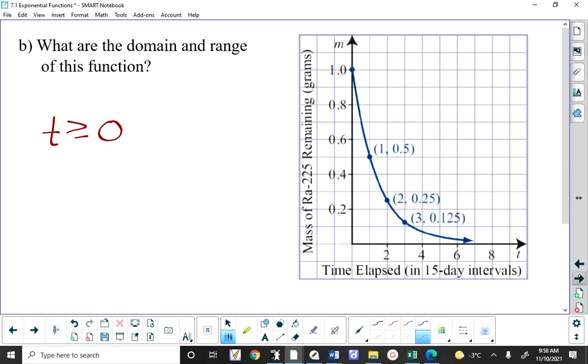What about the range? Well, the range doesn't go up forever. It starts here at 1 and goes down, which means that the range, which is the mass, is between 1.0 and 0, and it can equal 1.0. So the mass could be 1.0, or it could be anything less than 1.0, up to but not including 0, mathematically. Sometimes you need to look at the real situation and figure out whether your domain and range change from what they would be if it was just a y and x thing. Any questions with B?